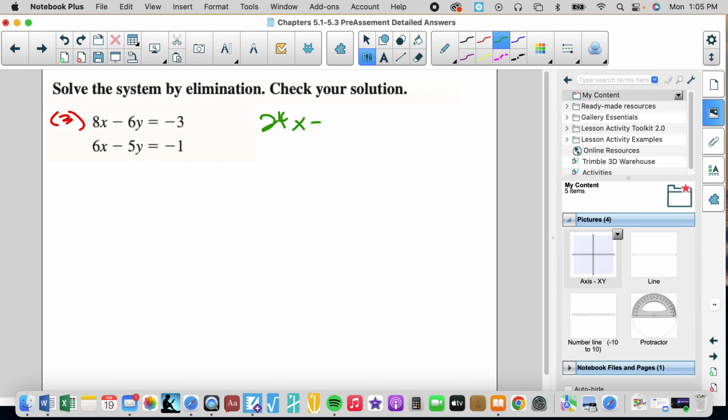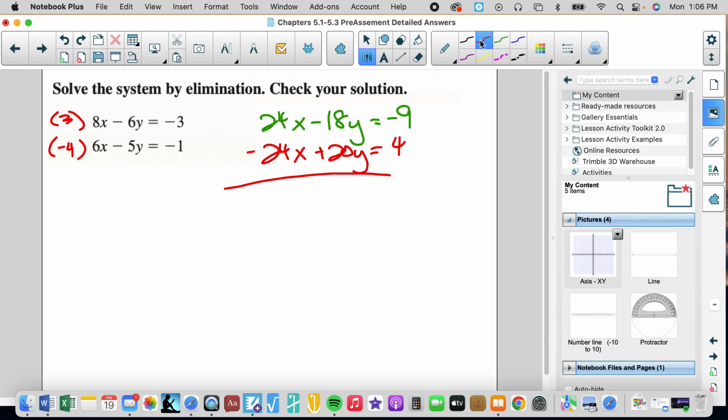24x minus 18y equals negative 9. Now, if I'm going to get rid of my x's, I need this to be negative 24. So I'm going to have to multiply by negative 4 here. That gives me negative 24x. That's plus 20y equals positive 4. So my x's are going to cancel. I'm left with 2y equals 5? Negative 5?